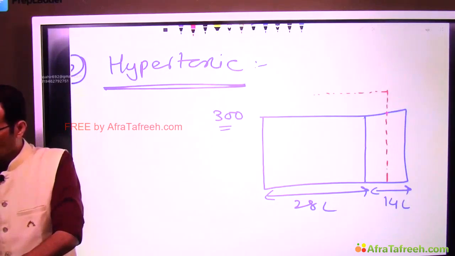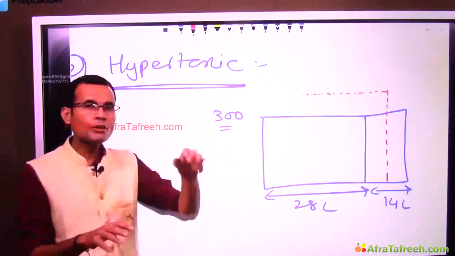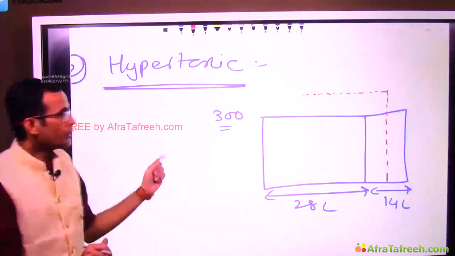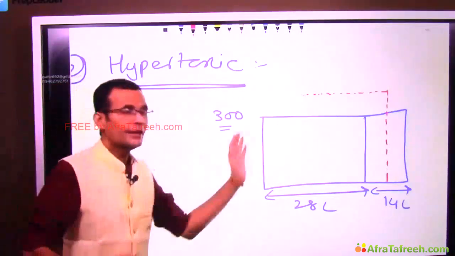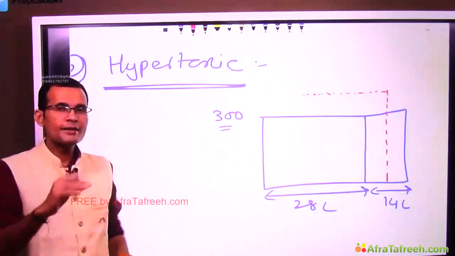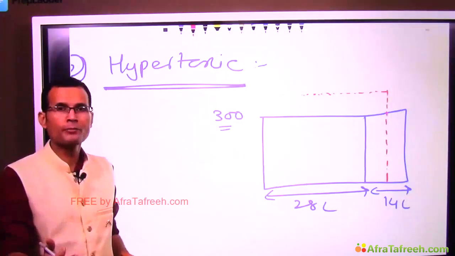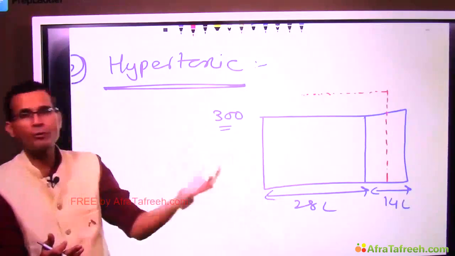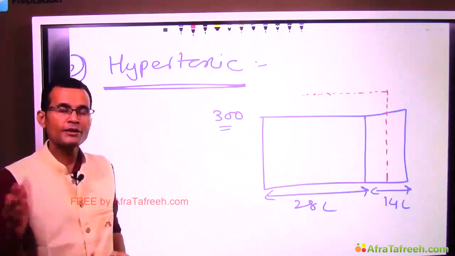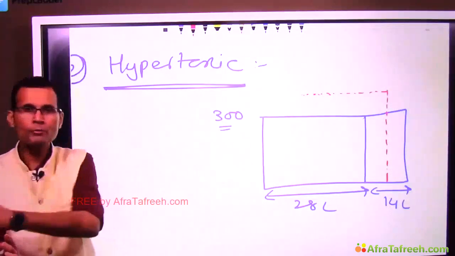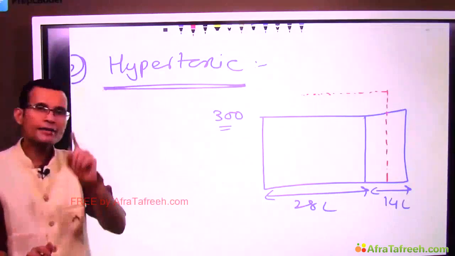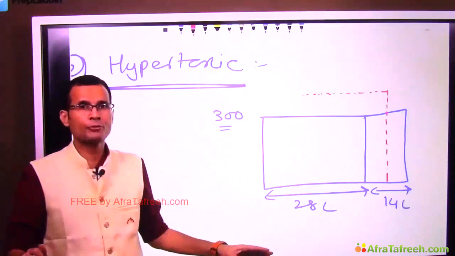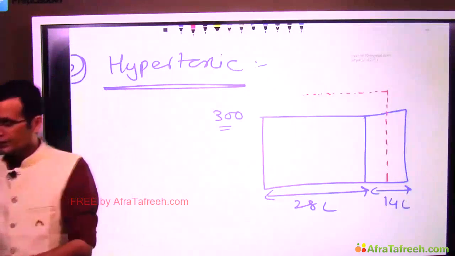Now listen to the second part. Because ECF is hypertonic now, more sodium, less water, therefore there will be shift of water from ICF to ECF, because ECF, extracellular fluid, is now hypertonic. So it will pull water from the ICF. Water will move from ICF to ECF, and therefore ICF volume will shrink secondarily. There will be a secondary shrinkage of the ICF volume because ICF water came out into the ECF.